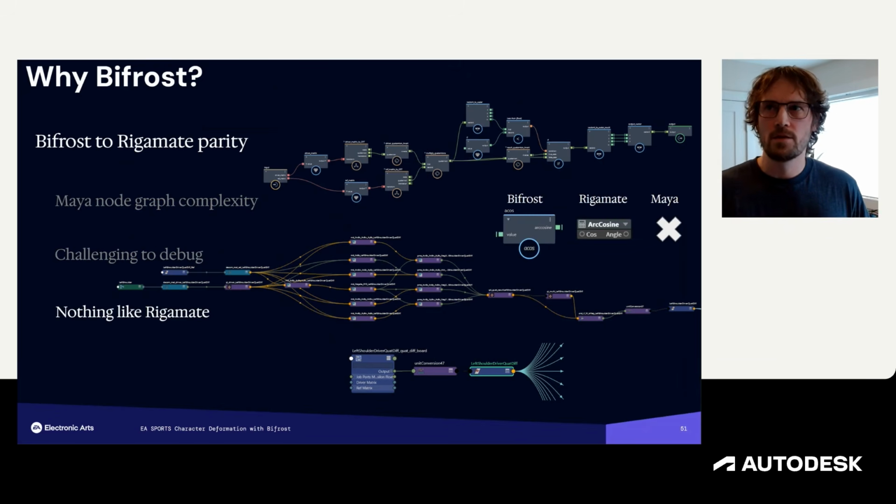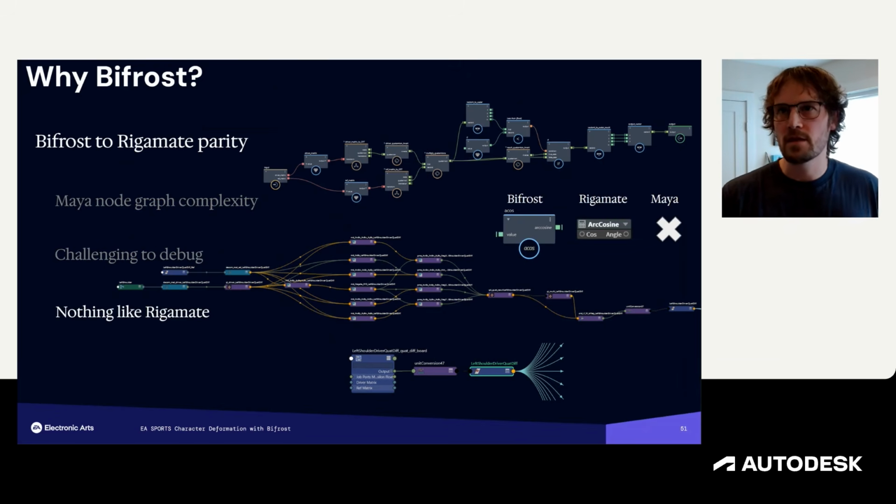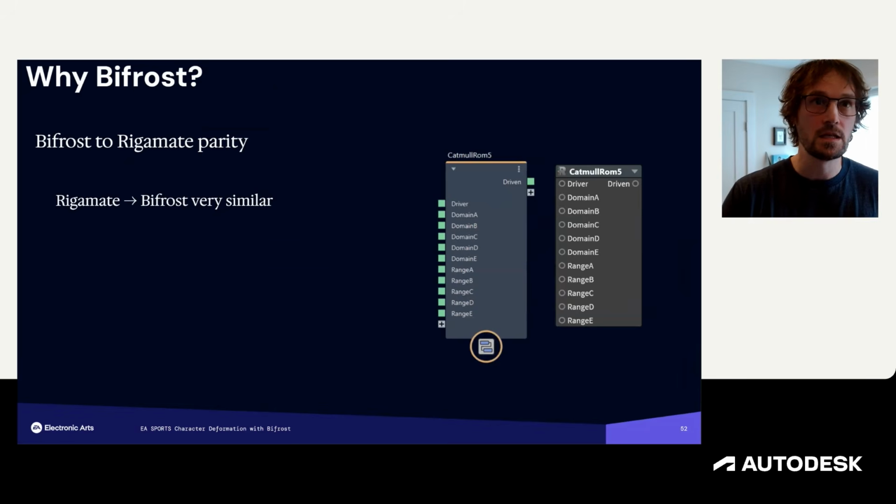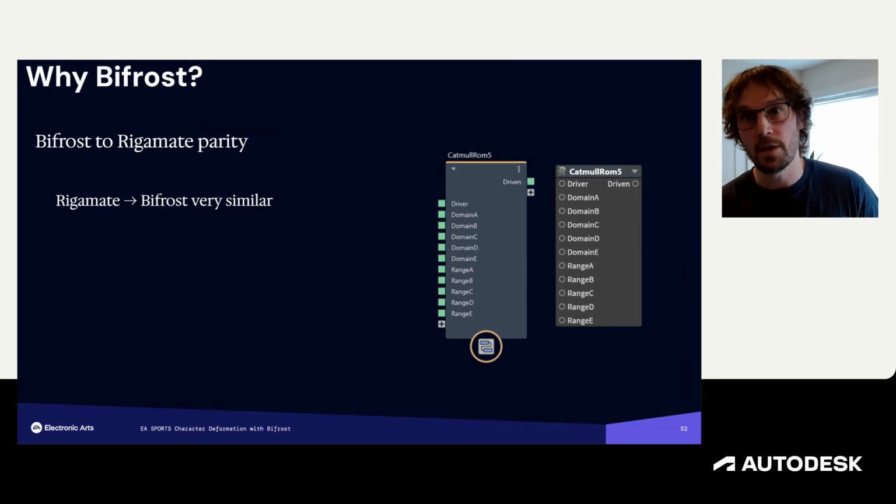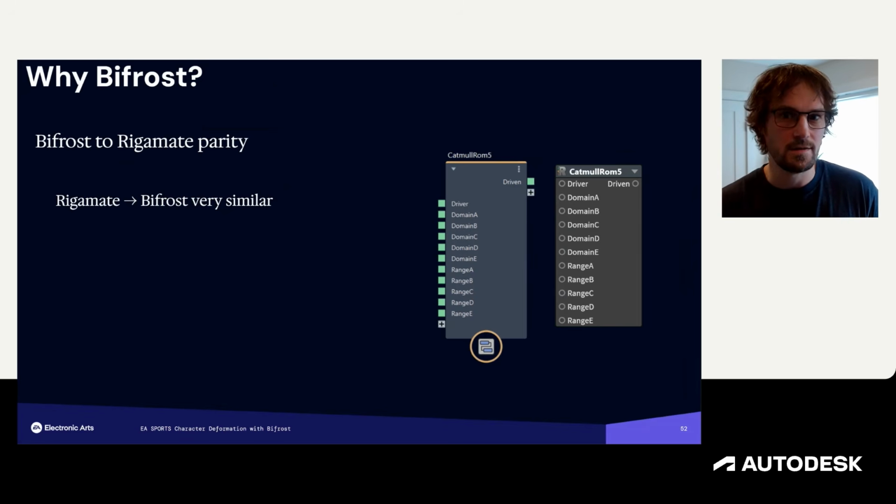Also, Maya nodes were nothing like Rigmate. In this example, we have an arc cosine, or an ACOS. That didn't even exist. I don't know if it exists in newer versions of Maya, but at the time, it didn't even exist. So we were missing basic math nodes that we needed to do this. And we were like, wait, Bifrost and Rigmate have that. Oh, that's convenient. And when we started looking even more, they're very similar. We were able to recreate a lot of what existed in Rigmate in Bifrost and get numerically identical results.